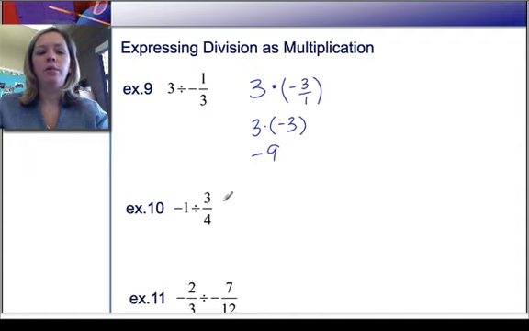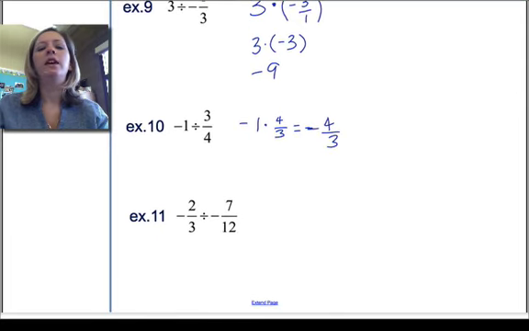Let's look at the next example. We have negative 1 divided by 3/4. So we'll start with negative 1. We're going to multiply by the reciprocal, 4 over 3. And we know that negative 1 times any number is just the opposite of that number. So my final result will just be negative 4/3. Make sure you get that negative in there. Negative 4/3. All right, one final example.